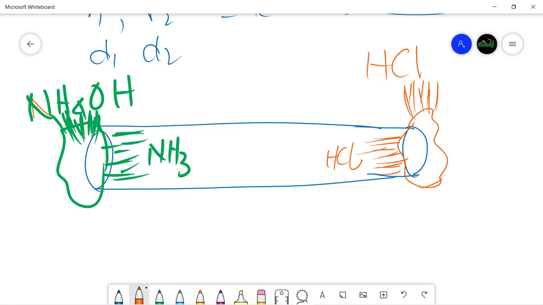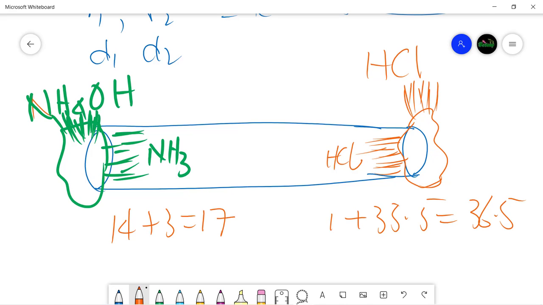And when these two gases, HCl and NH3, combine, a reaction takes place in which ammonium chloride is formed. Now we know that HCl is much heavier as compared to NH3. In HCl we have 1 plus 35.5 is equal to 36.5, the molecular weight of HCl. On the other hand, we have 14 plus 3 is equal to 17. So HCl is almost twice as heavy as NH3.